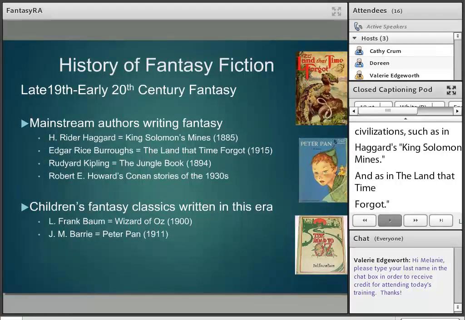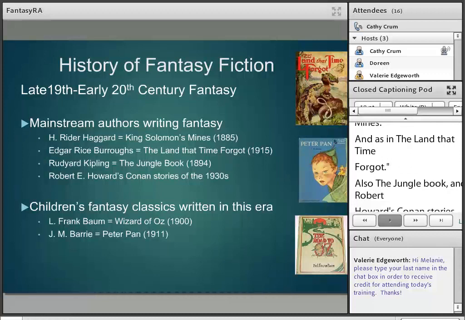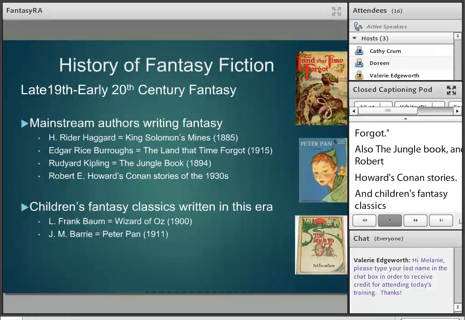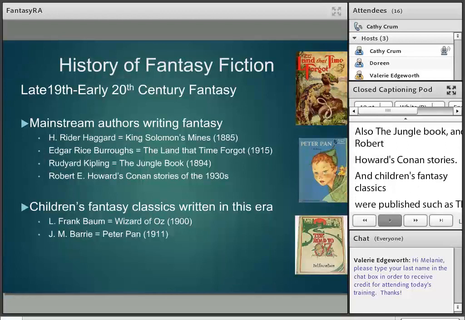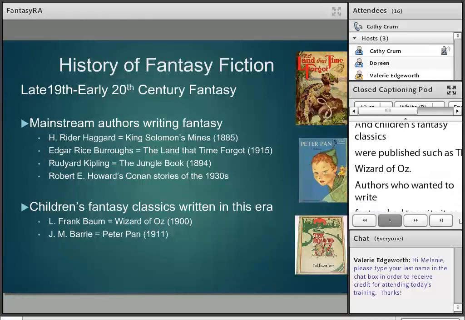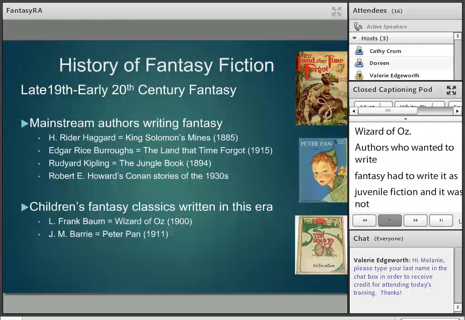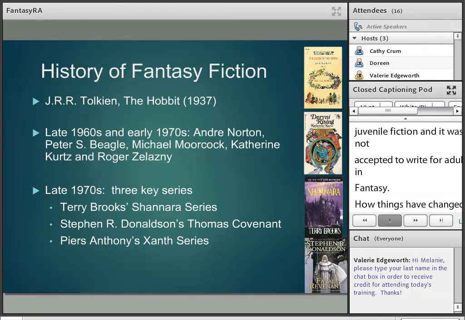Also, during the early 20th century, a number of children's fantasy classics were published, such as The Wizard of Oz and Peter Pan. Due to these early successes in children's literature, most fantasy was thought of as juvenile, and authors who wanted to write fantasy had to write it as juvenile fiction. It really wasn't accepted to write for adults in fantasy. How things have changed. And that's because of J.R.R.